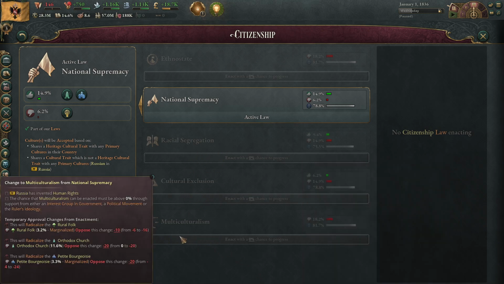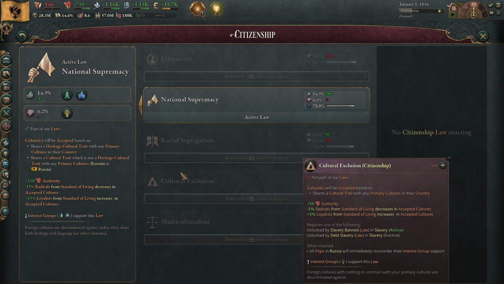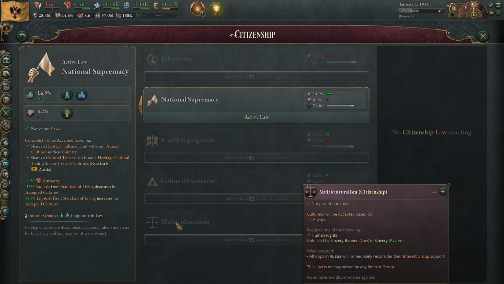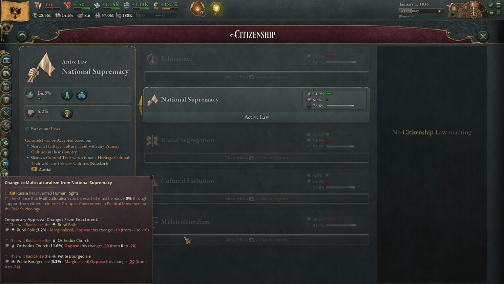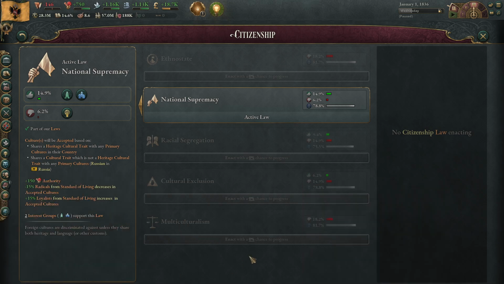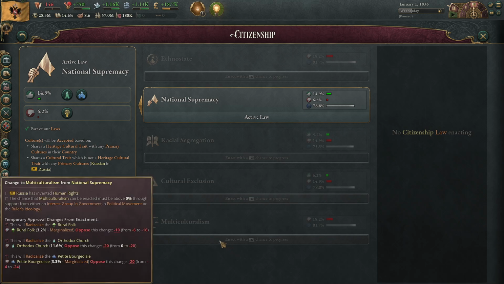And of course, multiculturalism is the best one, but it's hard to get for two reasons. Every interest group used to hate multiculturalism, but then basically you accept everyone. So it's the best one by far in this game, and it doesn't have any negatives. But it's hard to implement. You need this tech, the human rights tech, which is a level 4 tech, and it's also hard to implement because interest groups hate it.